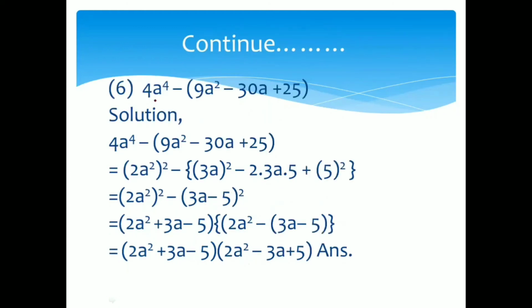This is 4a power 4 minus 9, bracket 9a square minus 30a plus 25. And write this question again. The first term can be converted into a formula: 2a square whole square. And these three terms can be converted into a formula: 3a whole square, and 25 means 5 square. Then here will be 2ab: 2 into a means 3a, b means 5. When you multiply 2 into 3 into 5, 2 3 is 6, 6 5 is 30. That's why it is in the formula a square minus 2ab plus b square.